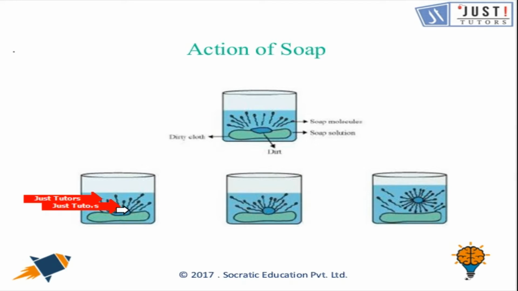Slowly these chains are attached to the dirt particle, and the ionic part is trying to get dissolved in water. So this is the action of soap, and you can see at the end this oil part is detached from the cloth. The structure which is formed is called micelle. So this is all about the action of soap.